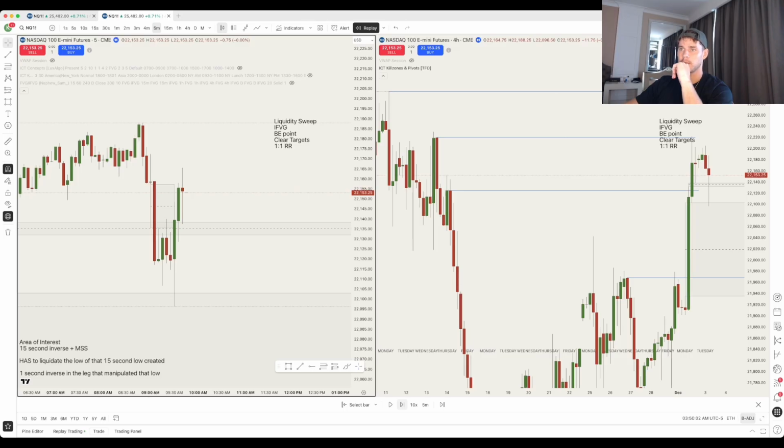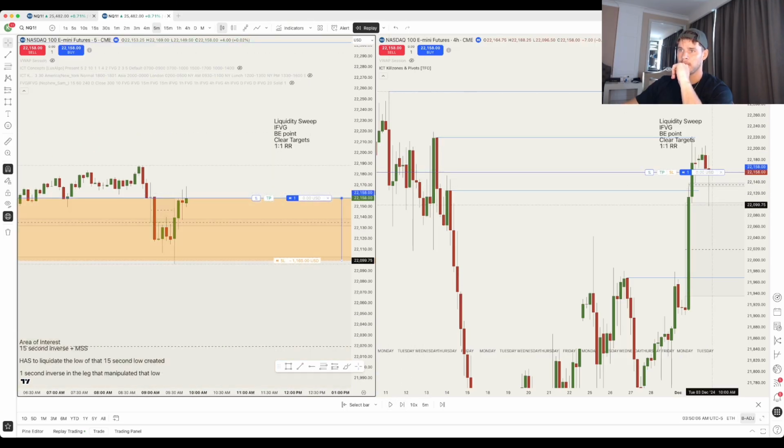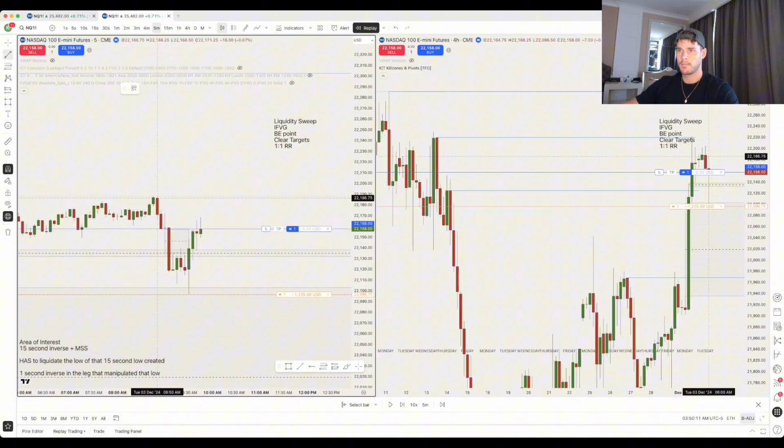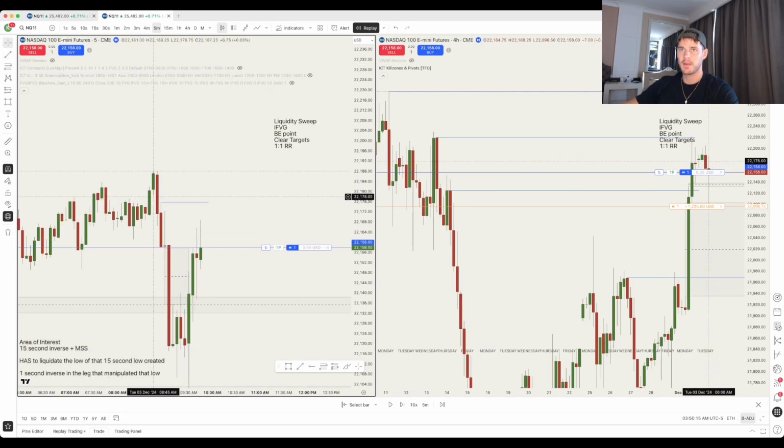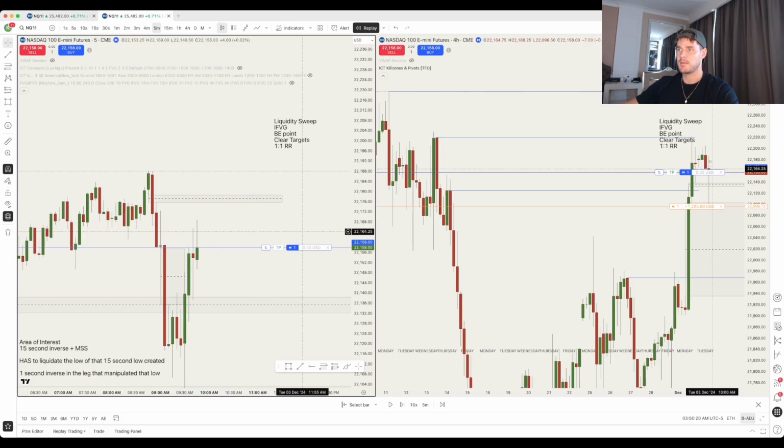Let's get a nice close above there. There we go, there's the 5 minute. Cool. From here, stop's got the bottom. Now this is a bigger trade. This is going to be your break even here. The reason being, we have a 5 minute inverse, a 5 minute bearish fair value gap in here. So that's going to be your first target.